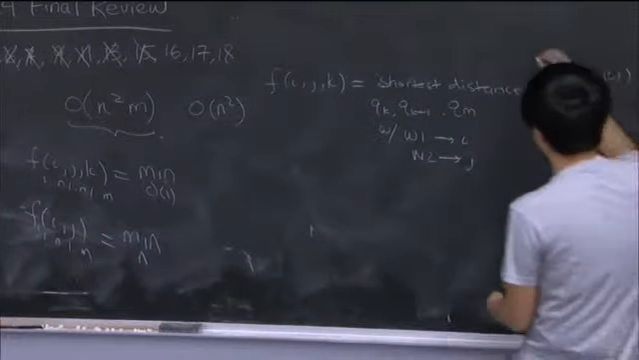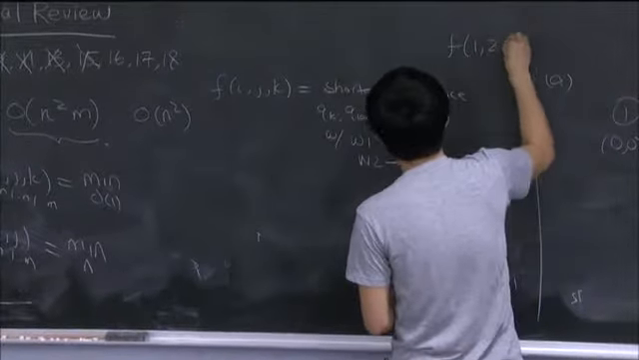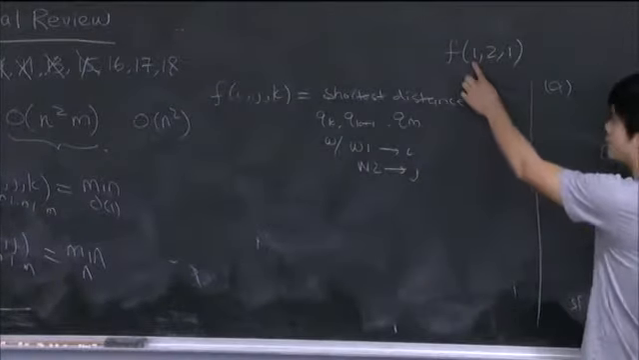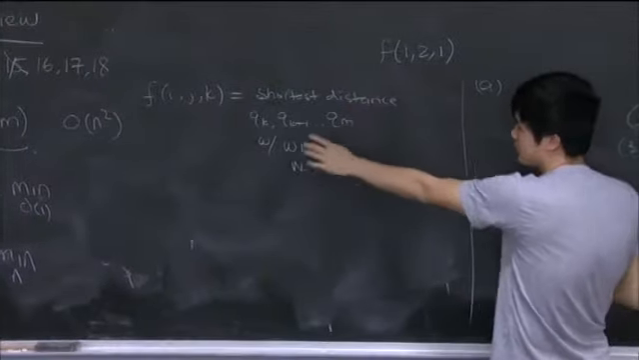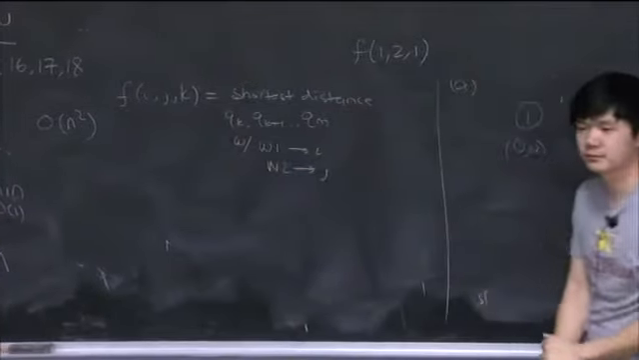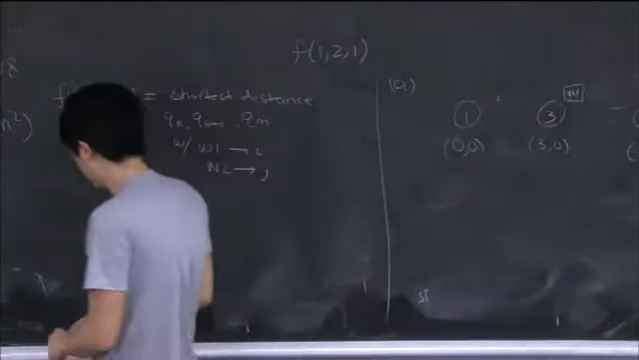And our final answer that we're trying to compute is f of 1, 2, 1, right? Because waiter 1 starts at table 1 by definition, and waiter 2 starts at table 2. And we're trying to find the best distance for query 1 through the end. That's the final answer that we're trying to calculate. So now, what's the recurrence here?